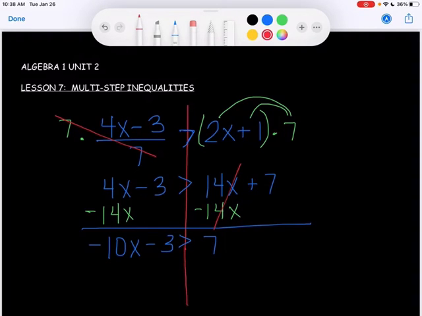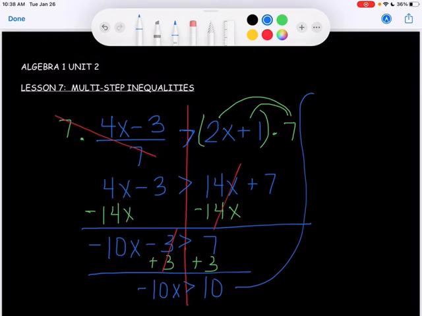Okay. Now I got to get x by itself, so I've got to get rid of that minus 3 by adding 3 to both sides. So these cancel out, and I'm left with negative 10x is greater than, well, 7 plus 3 is 10. And I want to get x by itself, so I've got to get rid of that negative 10. Well, it's negative 10 times x, so I need to divide by negative 10.